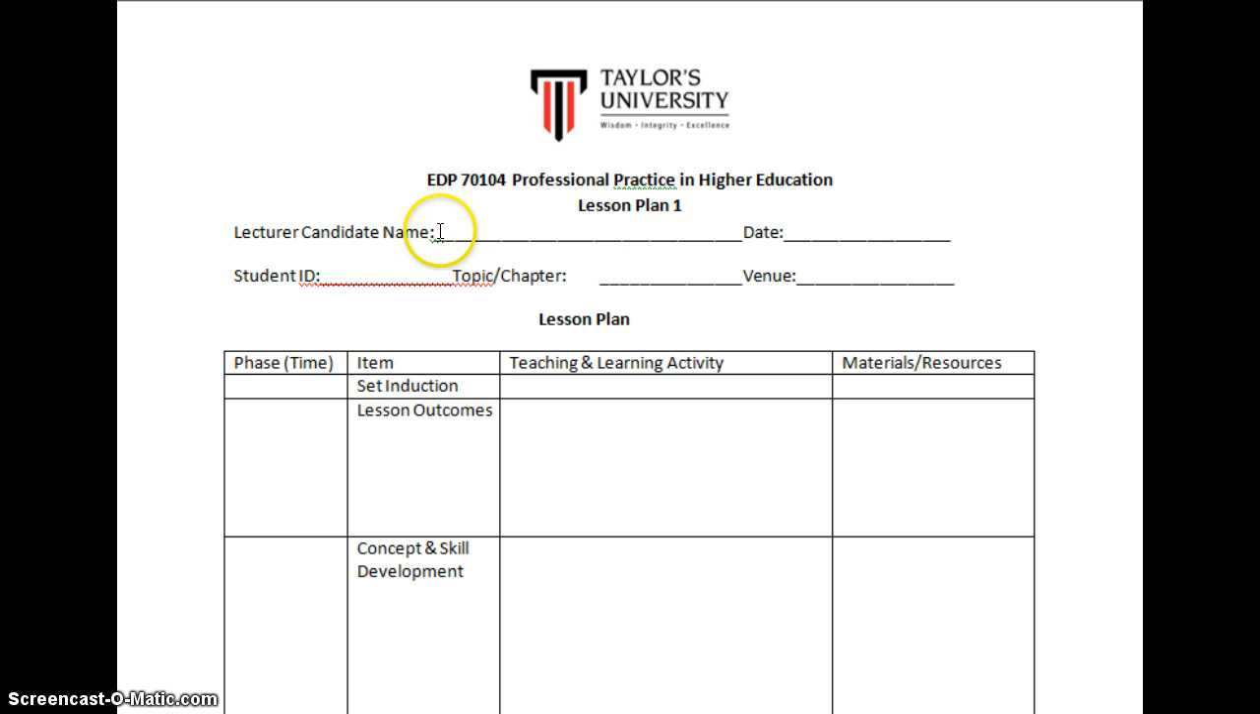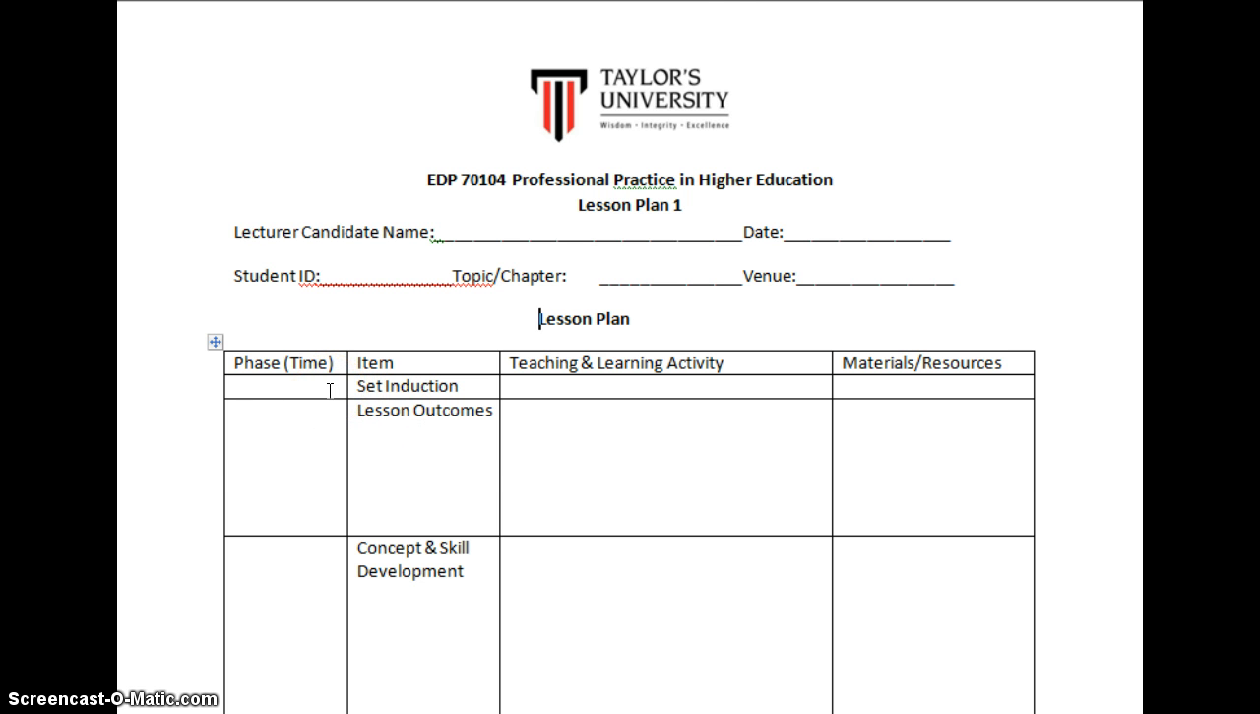So what you need to fill up here will be your name in this space, and the date of the classroom observation, student ID, the topic or chapter, and the venue. Now you need to email me this lesson plan 1 before your lesson. Please don't email me in the morning of the class, but email me a day before.